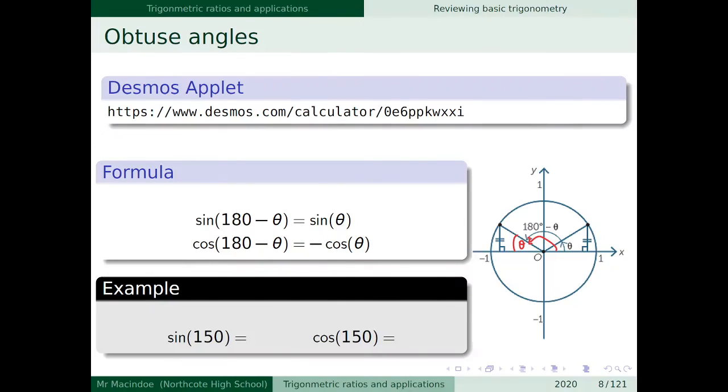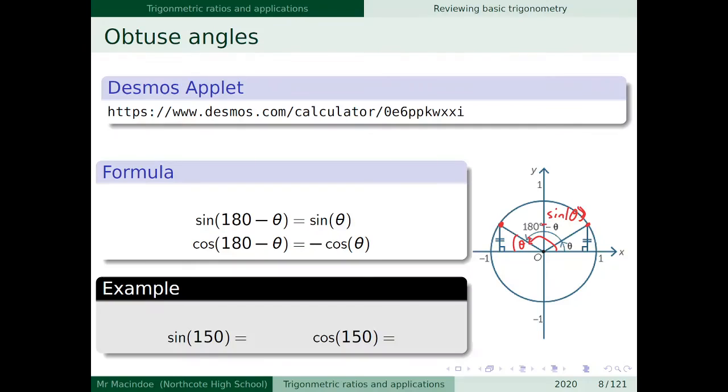Well, I can tell pretty quickly that, as I was told, the y value is sine of theta. And we can see that on the other side at 180 minus theta, that y value is exactly the same. So I know that sine of 180 minus theta is exactly the same as sine theta.